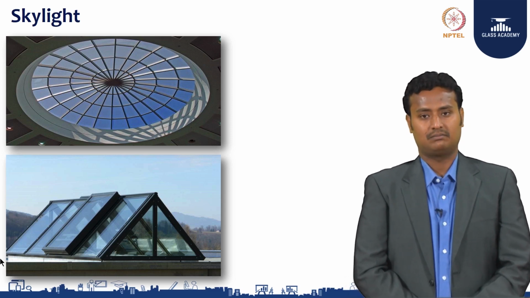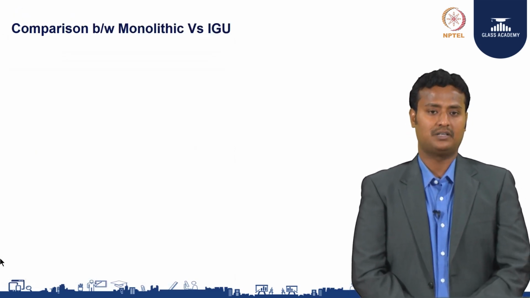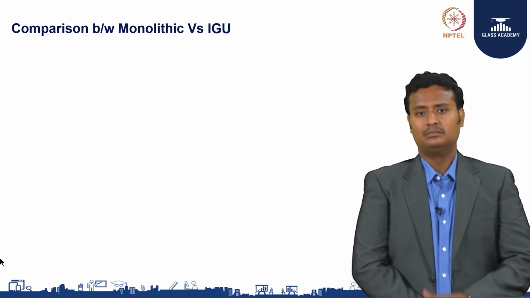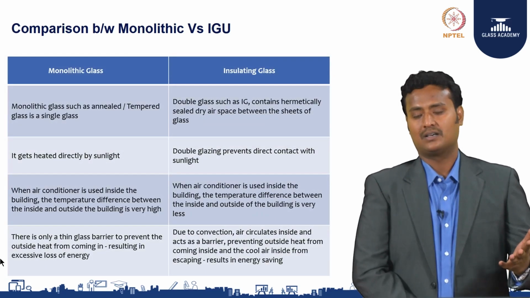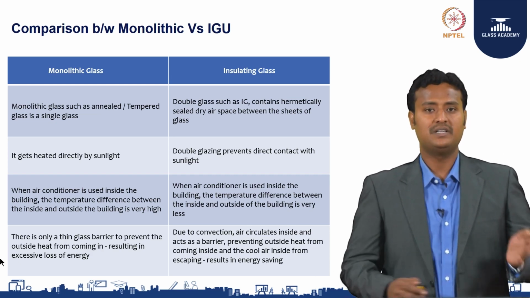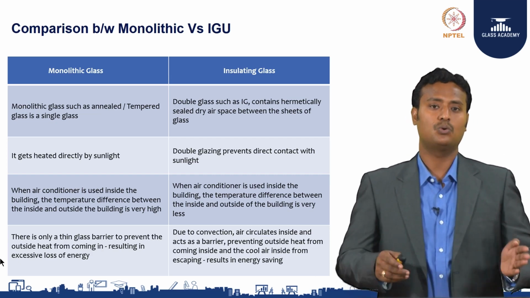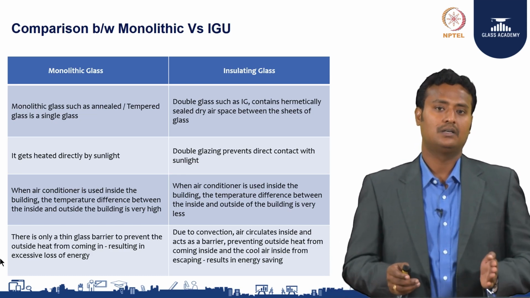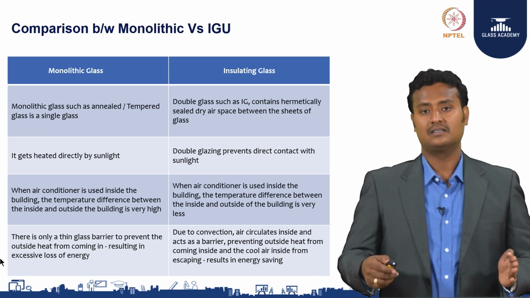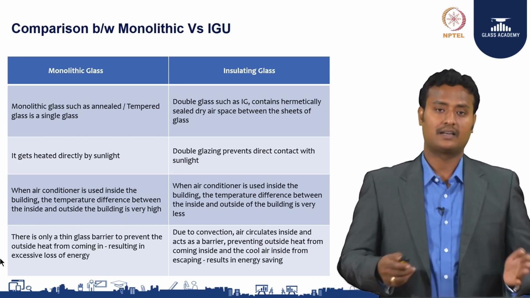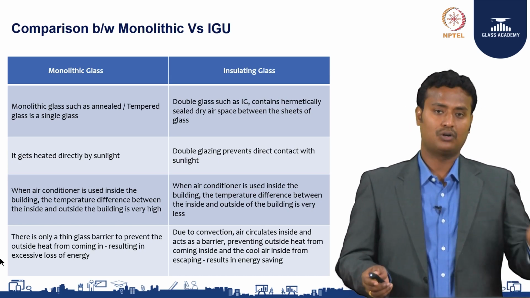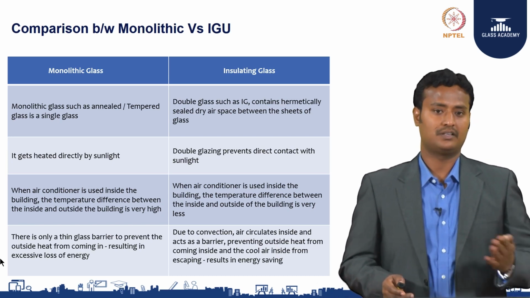So, let us go to the main comparison between what is monolithic glass and what is an IG unit. Monolithic glass is nothing but either annealed glass or tempered glass. It is basically a single glass. Whereas IGU glass consists of 2 or more panels separated with the help of an aluminum spacer and hermetically sealed with the help of primary and secondary silicone. That is the difference between single glass, which is monolithic, and IGU glass.